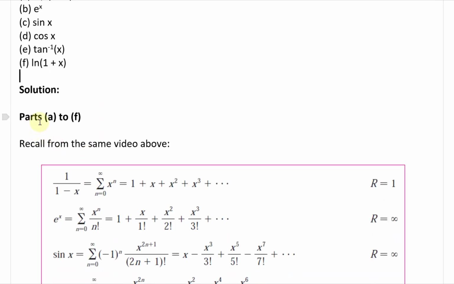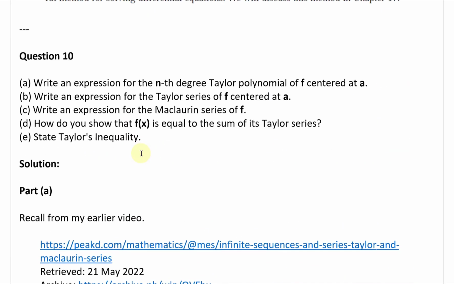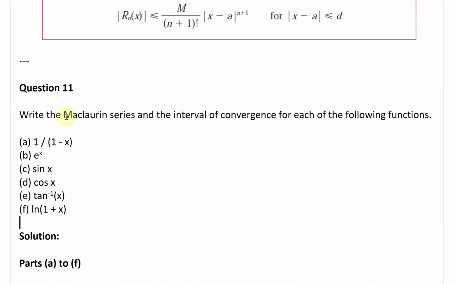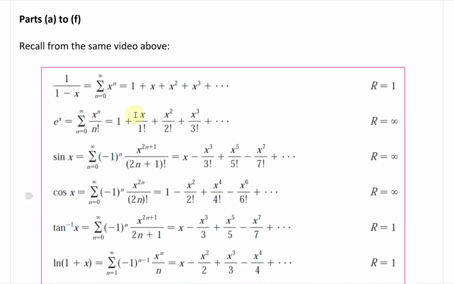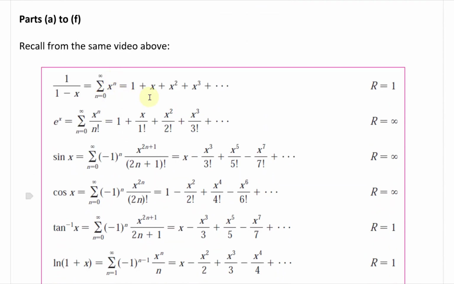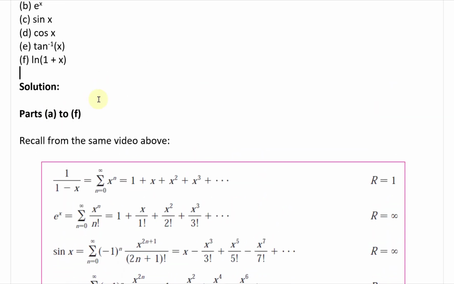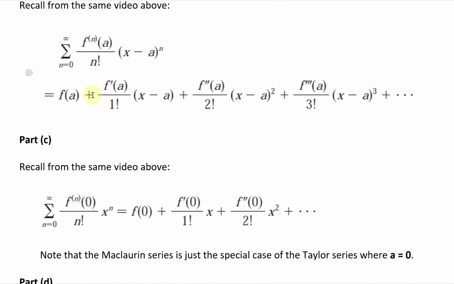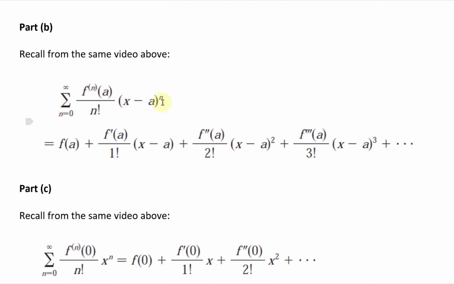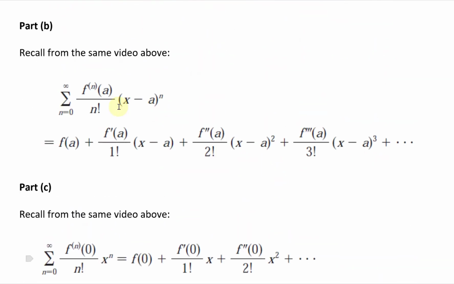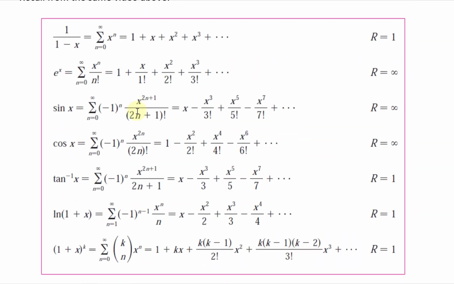So the solution is for all parts A to F. Recall from the same video above, the link is right over here: this Taylor and Maclaurin series. We're asked for the Maclaurin series, which is just a Taylor series where a is equal to 0. Notice how all these x minus a become x. Here's the Taylor series, x minus a, and for the Maclaurin, a equals 0, so you'll have x to the power of n as opposed to x minus a to the power of n. Anyways, let's just dive right in.